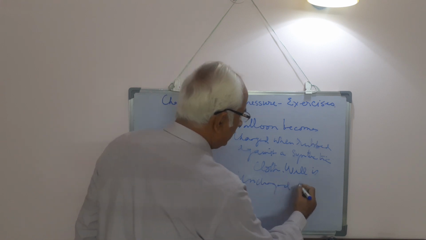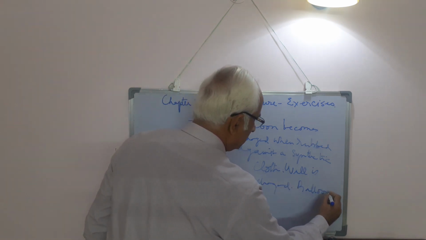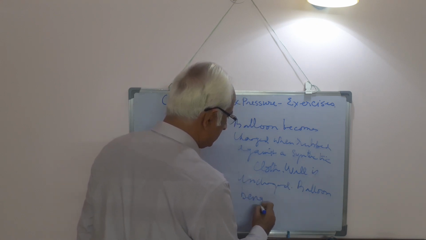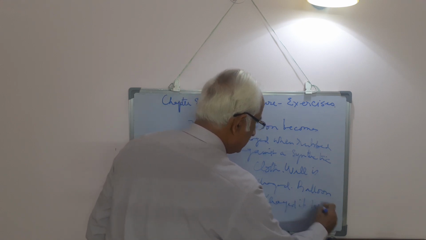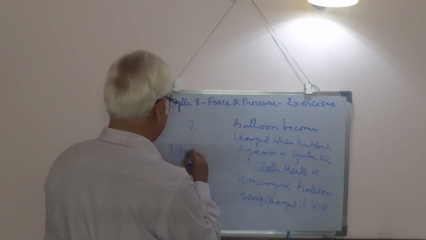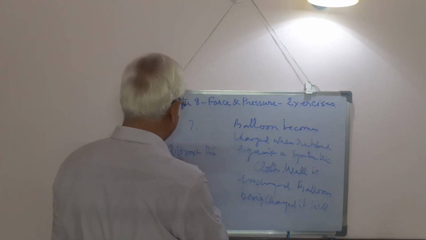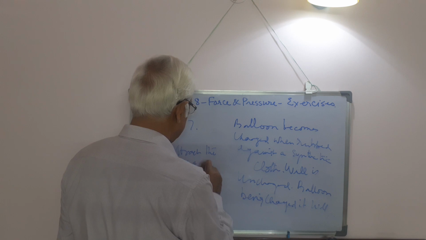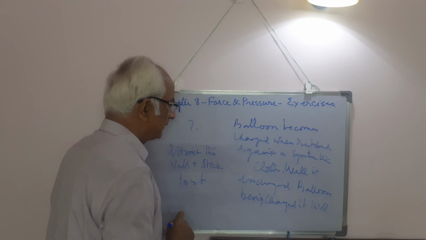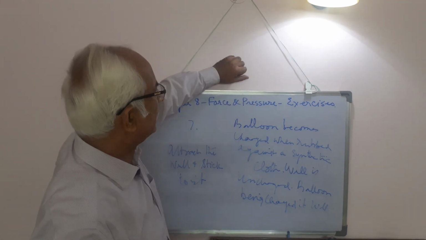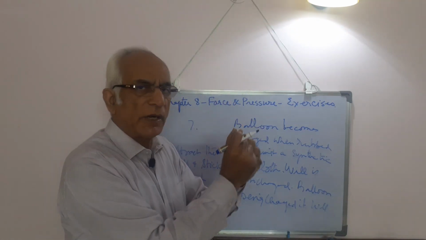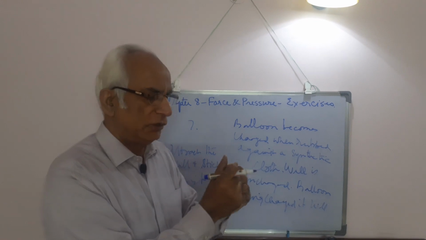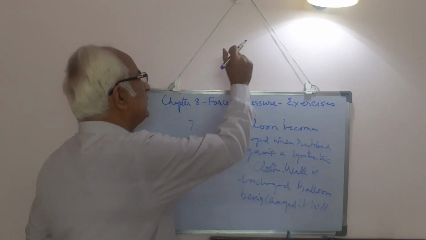So the balloon will attract. Balloon being charged, because it is charged, it will attract the wall and stick to it. So we rub the balloon, we keep it against the wall, the wall is uncharged, the balloon is charged, and the charged body always attracts the uncharged body. So they attract each other and the balloon will stick with the wall.